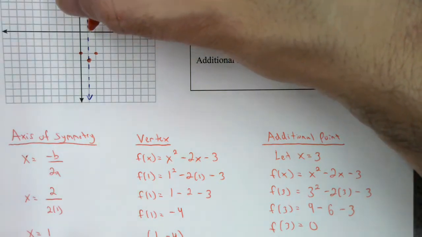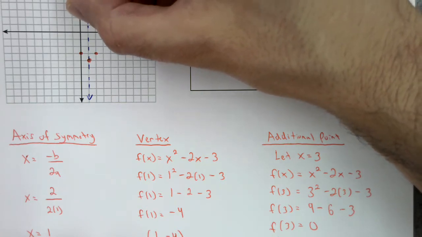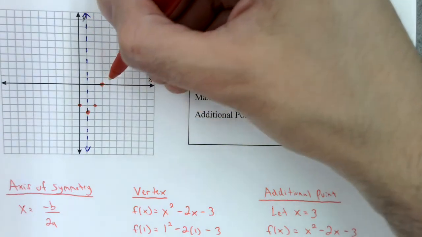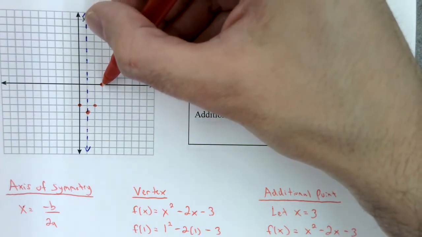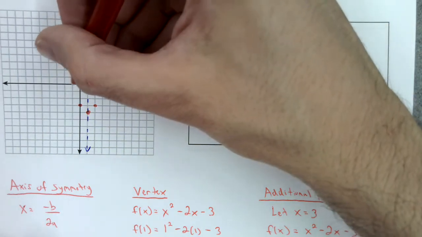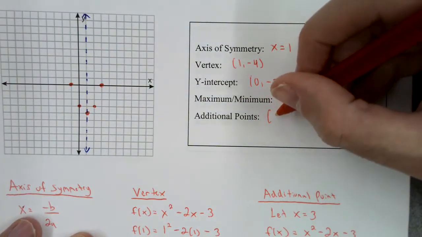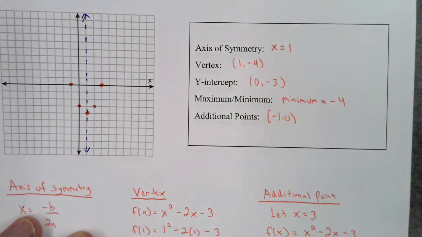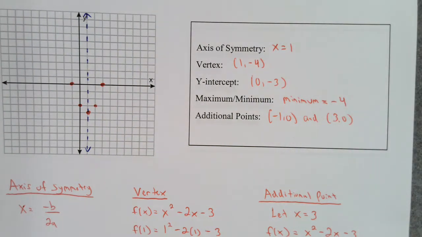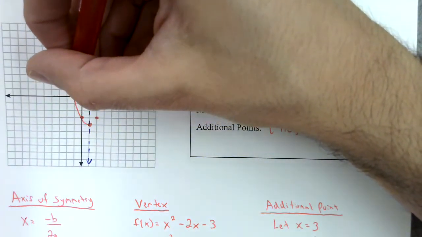So I'll graph that, and I'll reflect that across the axis of symmetry. So if this point is 2 units to the right of the axis of symmetry, then I'm going to go 2 units to the left of the axis of symmetry and plot another point. So I'll list that under my additional points. I'll put negative 1, 0 and 3, 0. But looks like we're good to go. We got 5 points. I said that was good to have. So draw your parabola, and that's it.